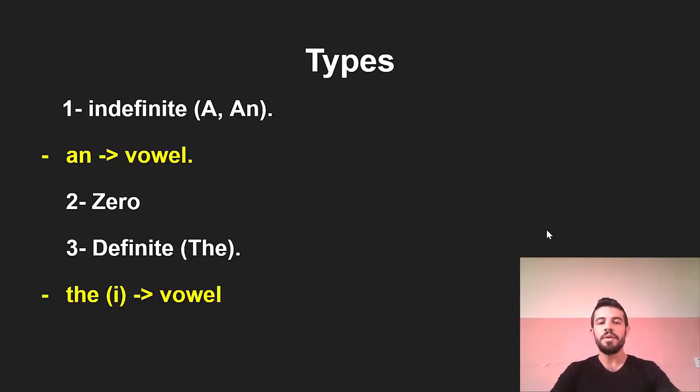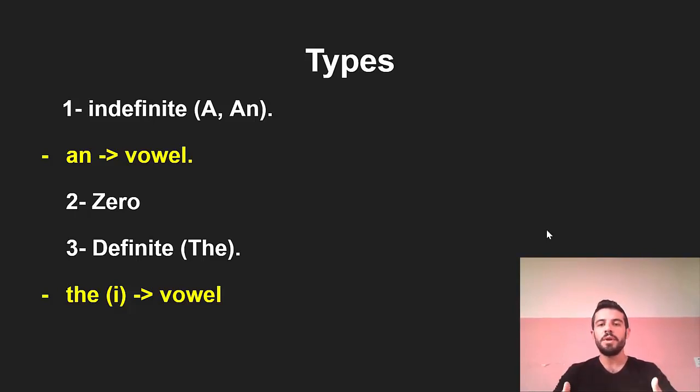The first is indefinite. In the indefinite article, we have a or an. What's the difference? It's the same thing, a or an, but an only comes before the noun when the noun starts or begins with a vowel. Vowel letters are a, e, i, o, u. When the noun starts with one of those letters, we use an, not a.